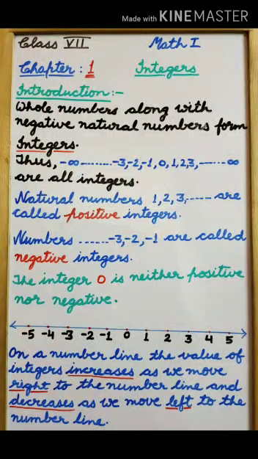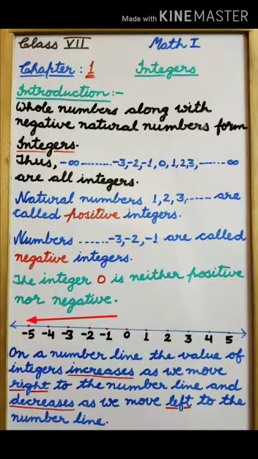Here on the number line, 0 we take at the center, and all positive integers we write towards the right side of 0 on the number line, and negative integers we write towards the left side of the 0 on the number line. On a number line, the value of integers increases as we move right and decreases as we move left.